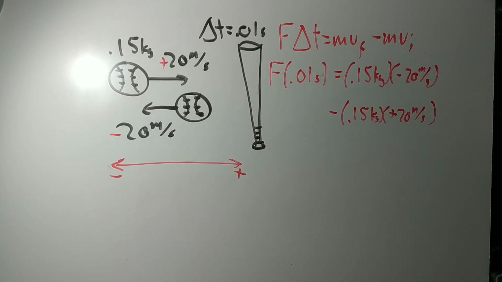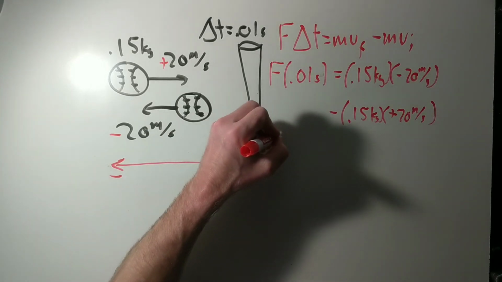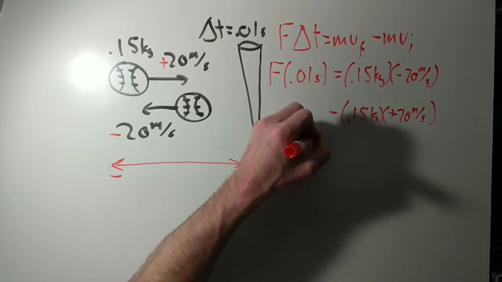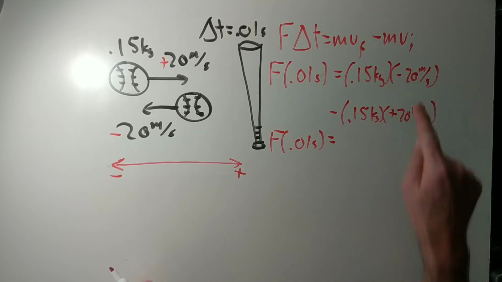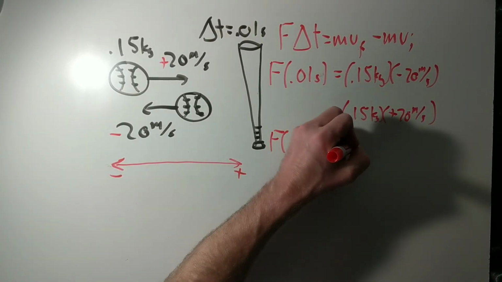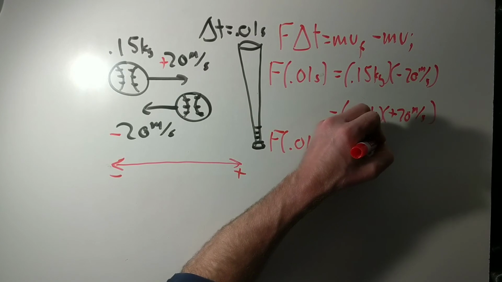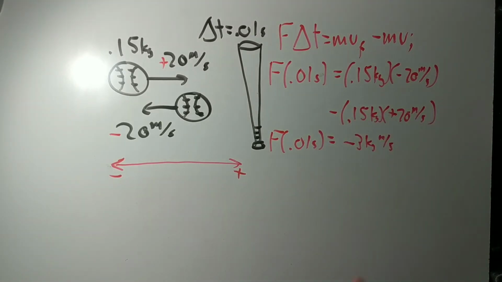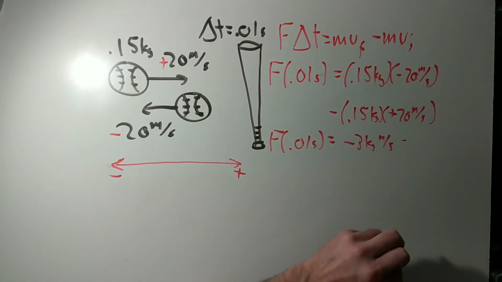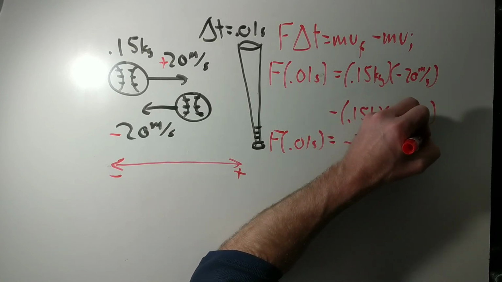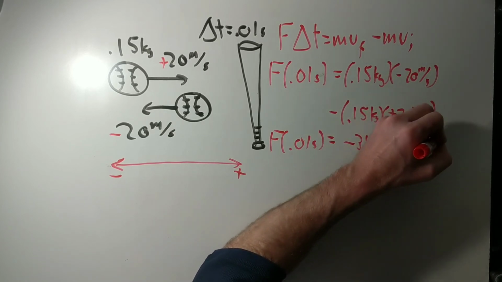So, what do we have then? Well, force times 0.01 seconds, 0.15 times negative 20, that's going to be negative 3 kilogram meters per second. 0.15 times 2, that's 0.3, and then multiply by 10, so that's going to be 3. And then minus 0.15 times 20, that's minus 3 kilogram meters per second again.